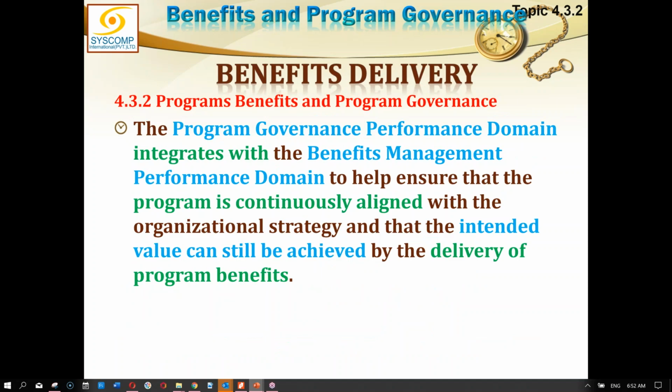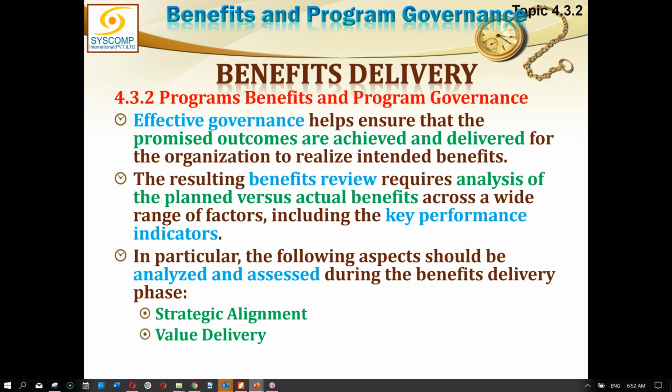Program governance performance domain, which will come next, we'll discuss it later, integrates with the benefit management performance domain to help ensure that the program is continuously aligned with the organizational strategy and that intended value can still be achieved by the delivery of program benefits. Effective governance helps ensure that the promised outcomes are achieved and delivered for the organization to realize intended benefits. The resulting benefit review requires analysis of planned versus actual benefits.